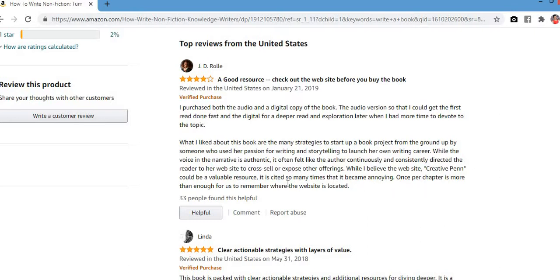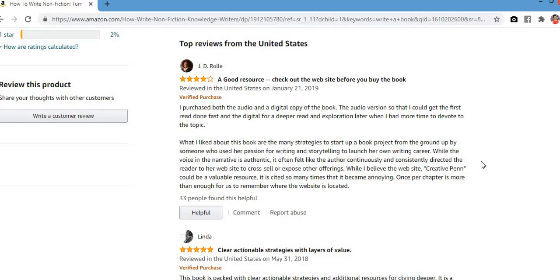Alright, and now look at the bad review here. Look at something bad here, so you know what to avoid. He said, it is cited so many times that it became annoying. So when you're writing a book about something like this, you avoid annoying them by citing something too many times. That's the benefit of going through reviews.